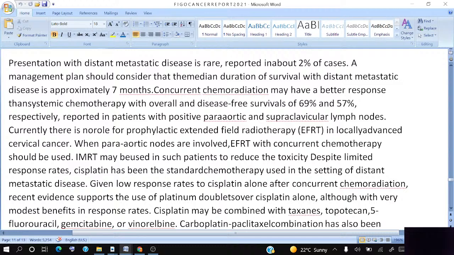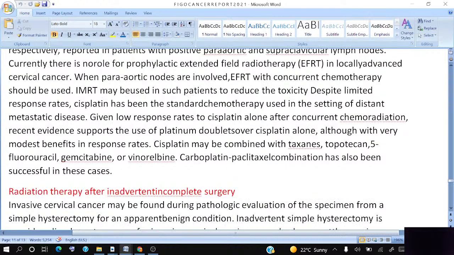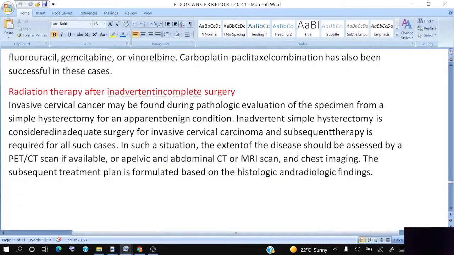So here, when the para-aortic lymph nodes are involved, with extended field radiotherapy, concurrent chemotherapy should be used. There are multiple drugs that we use according to the patient's need. If the response is low to chemoradiation, recent evidence found that platinum may be doubled, and cisplatin alone gives a modest benefit. Cisplatin can be combined with taxane, topotecan, 5-fluorouracil, gemcitabine, vinorelbine and carboplatin. With this combined treatment we can successfully manage the patient.